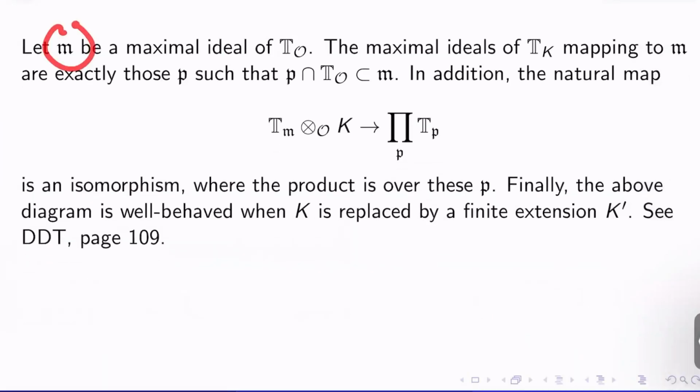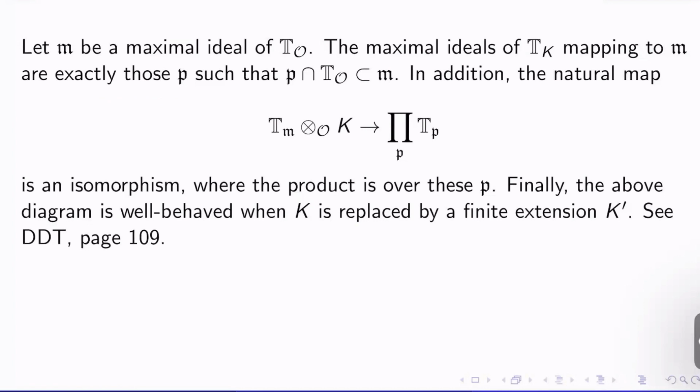Now, a little more on this diagram. If you let M be a maximal ideal of T_O, then the maximal ideals of T_K mapping to M are exactly those prime ideals P such that P intersect T_O is in M. And in addition to that, the natural map from T localized at M tensored up to K to the product over these primes P of T localized at P is actually an isomorphism, right? Where the product, just to be clear, is over these primes P that we just got done talking about.